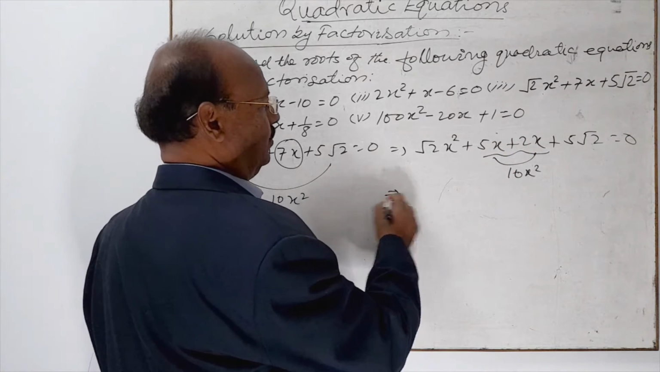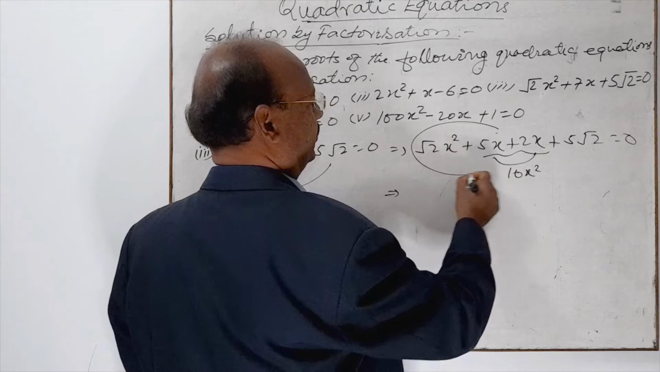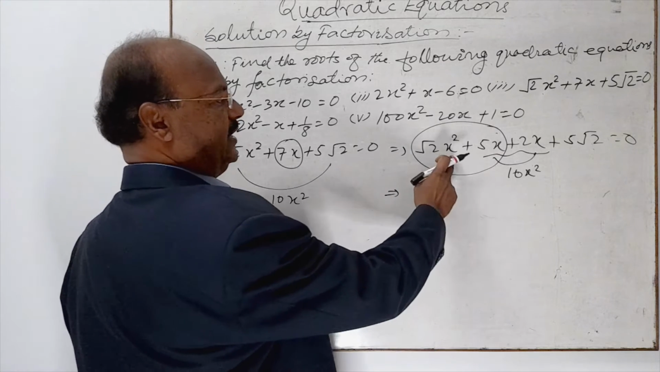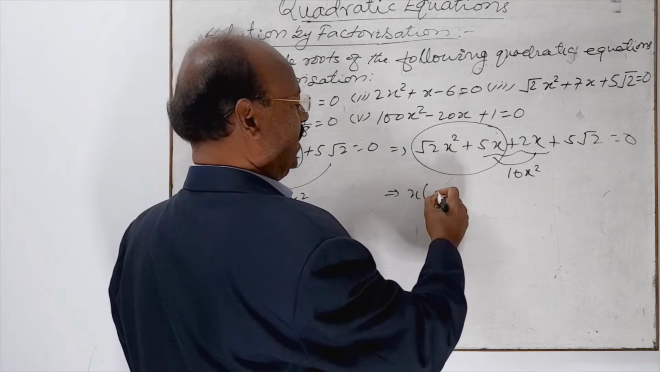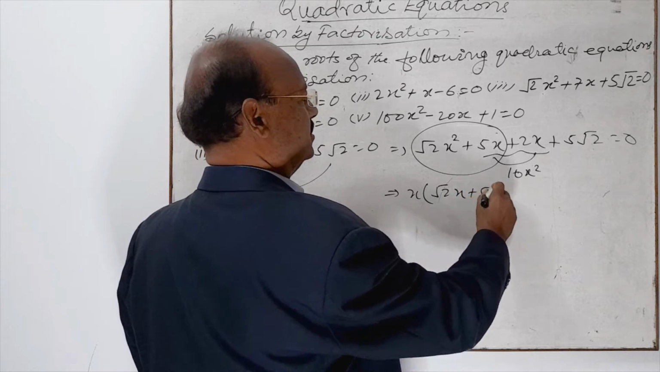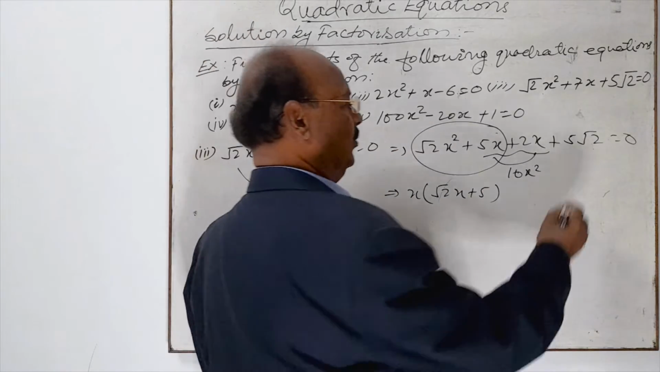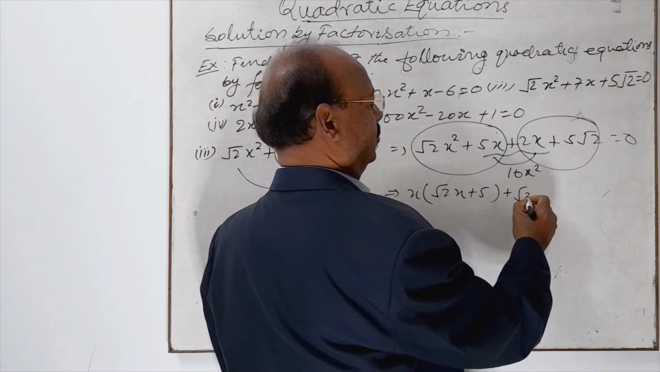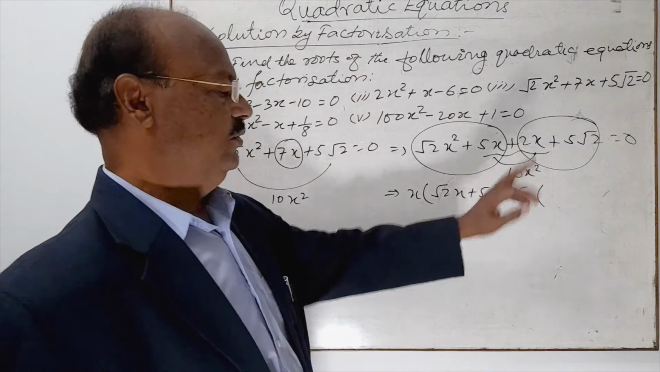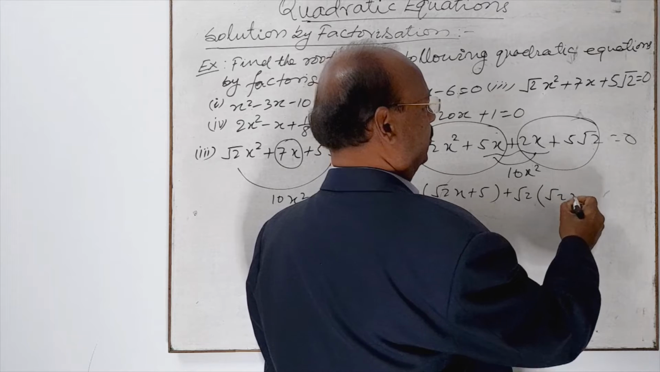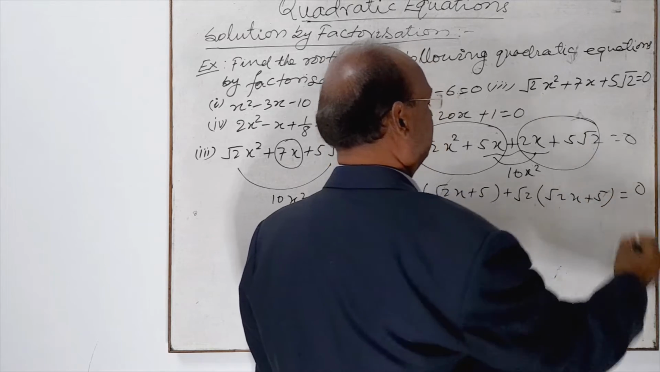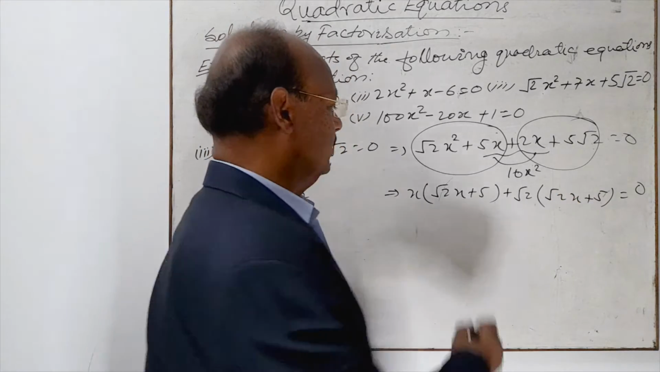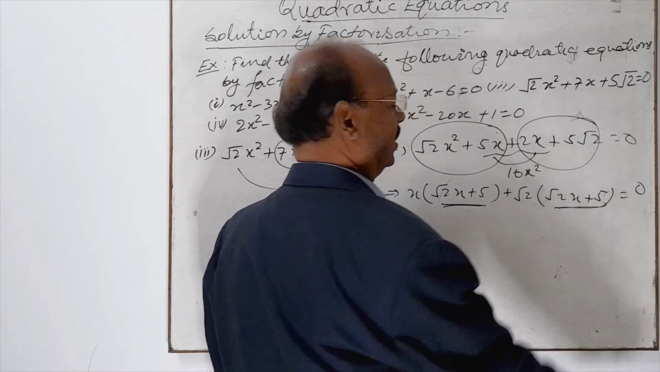Okay, next step. As we have discussed, we have to take something common from the first two terms. Obviously you can take x common from these two terms and the remaining part will be root 2x plus 5. Similarly, we can take plus root 2 common from the last two terms. So you are getting in the bracket root 2x plus 5, and this is equal to 0. The expressions inside these two brackets are the same. It means this step is also correct.